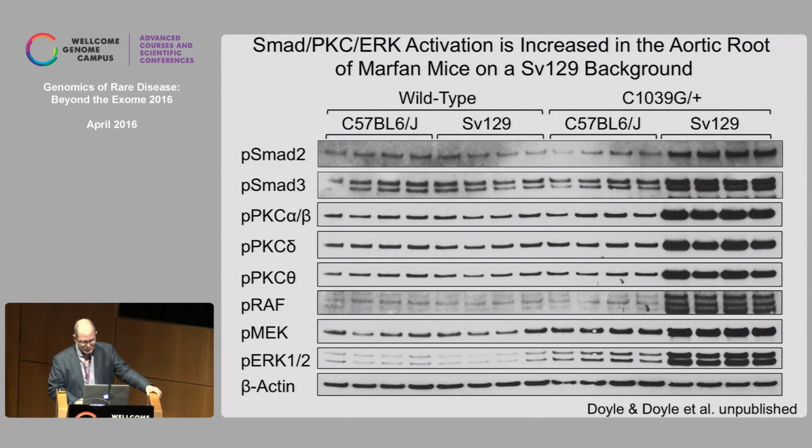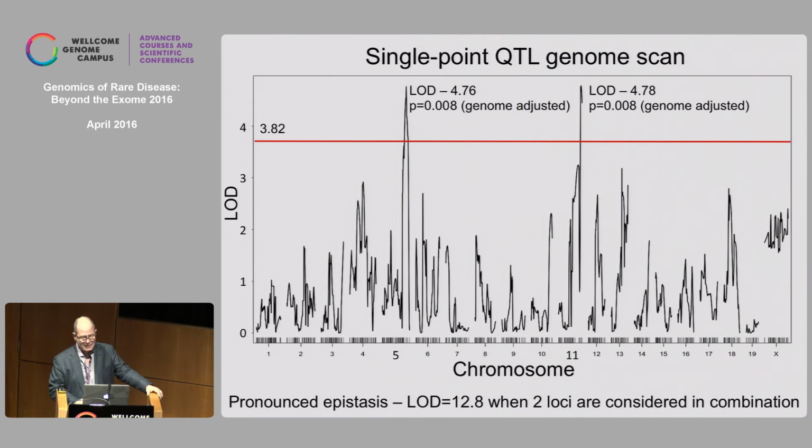And we did a cross between black 6 and 129 in an attempt to define modifier loci, and found that virtually all of the protection on the black 6 background could be attributed to two loci on mouse chromosome 5 and mouse chromosome 11, both with very significant LOD scores based upon the number of markers that had been utilized. We found that when you consider both of these loci in combination, there's clear evidence for epistasis, with the LOD score jumping up to about 12.8. So we're still working our way through these loci.